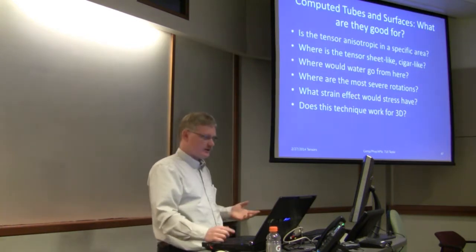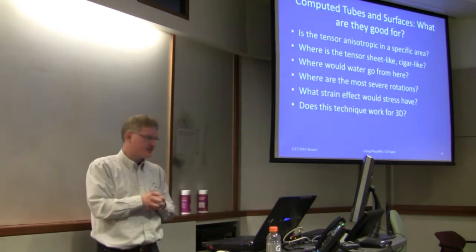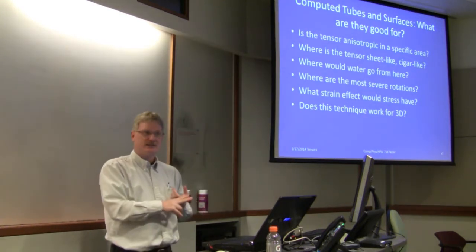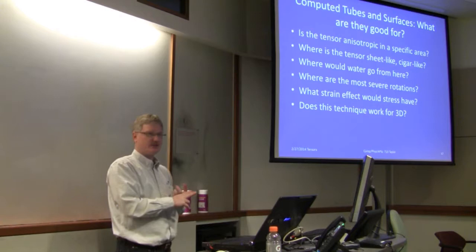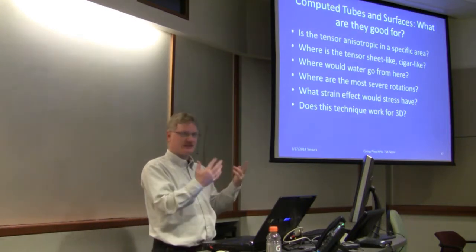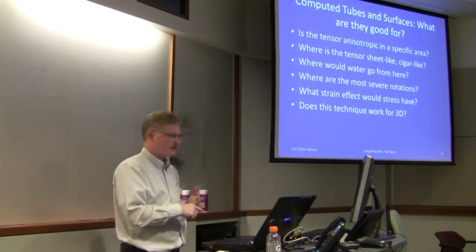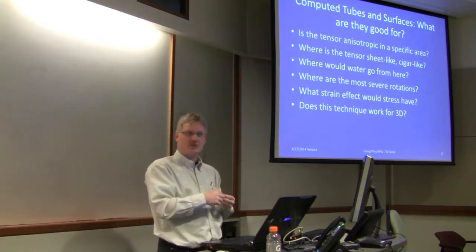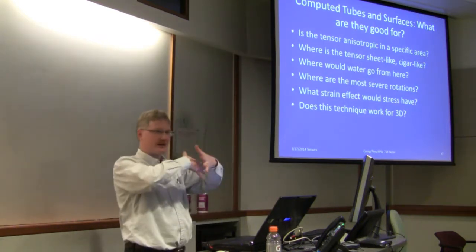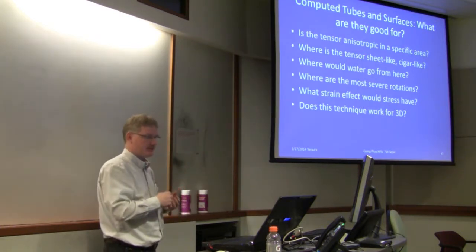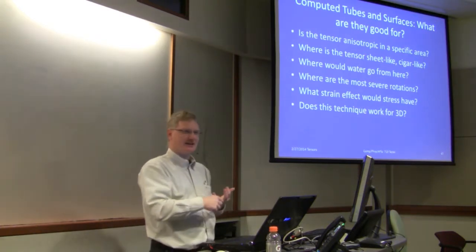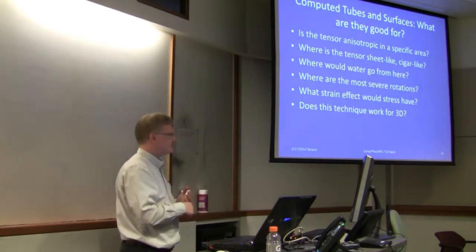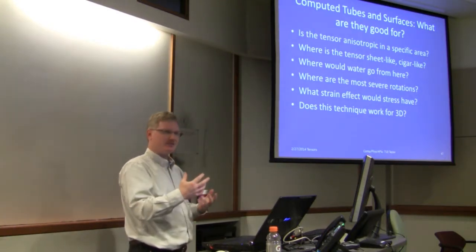All right, so tubes and surfaces. Anisotropic in a specific area. Yes, we get tubes or surfaces, which shows the cigar-like or sheet-like. Yes, it shows the sheets and the tubes. Where would water go? Yes, we're tracing along the fibers exactly where water would go. If we're in a sheet, we know the directions that it would go. Most severe rotations, yeah, doesn't really apply to this so far. What strain effect would stress have? Yeah, doesn't really apply here.